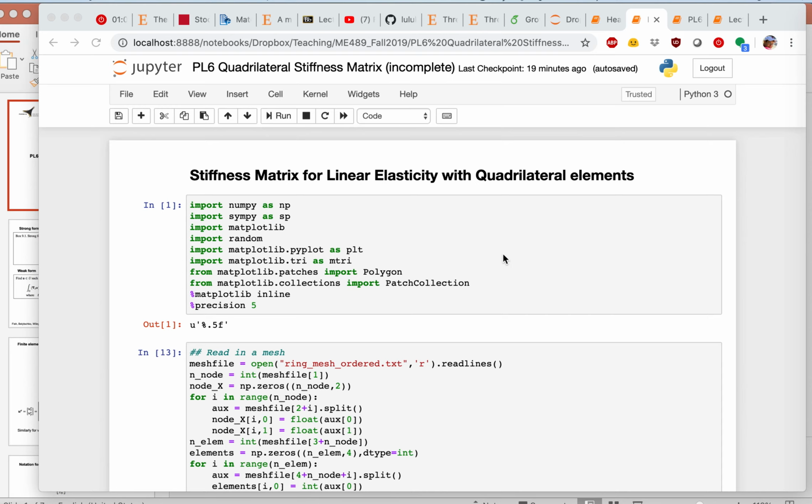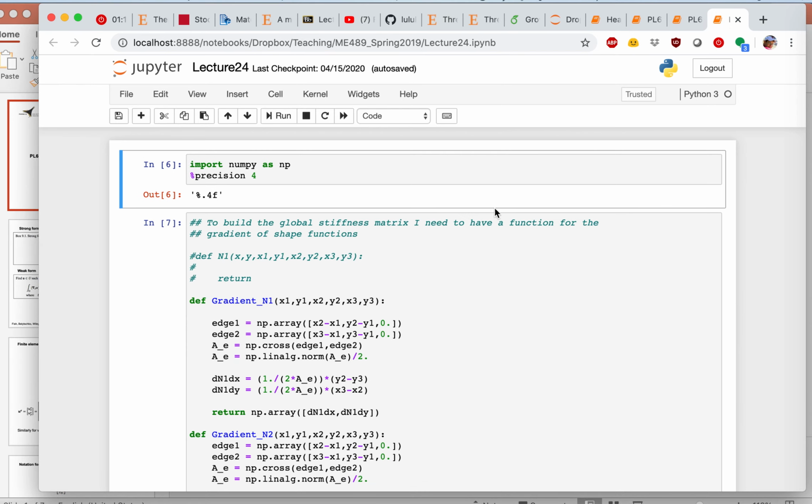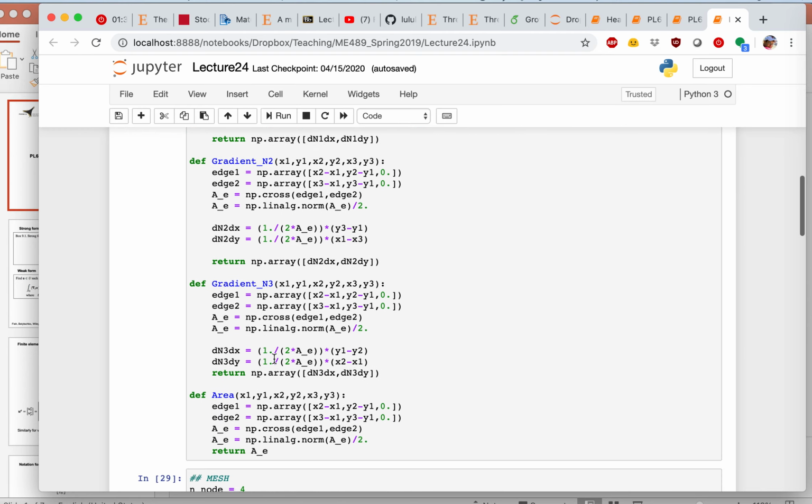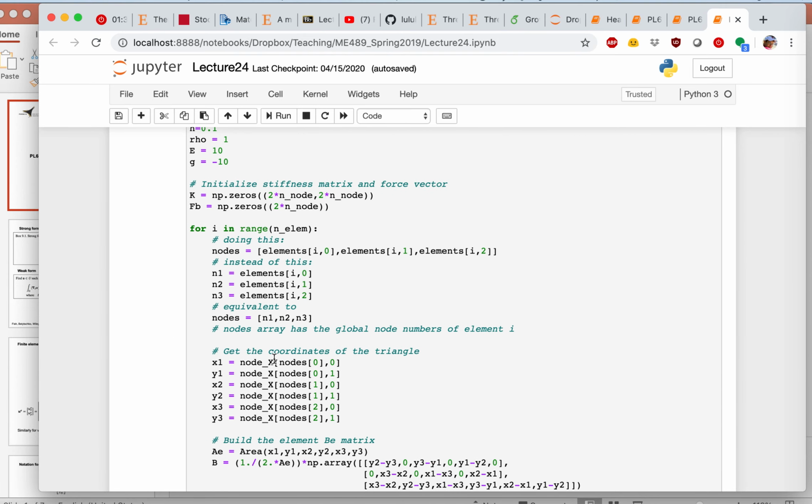Let's do the Python code for the linear elasticity problem with quadrilateral elements. Before I begin though, a reminder: if you haven't looked at the previous lecture, lecture 24, I would recommend it. I solved by hand a problem with the triangular elements, a constant strain triangle, and I also uploaded code for that.